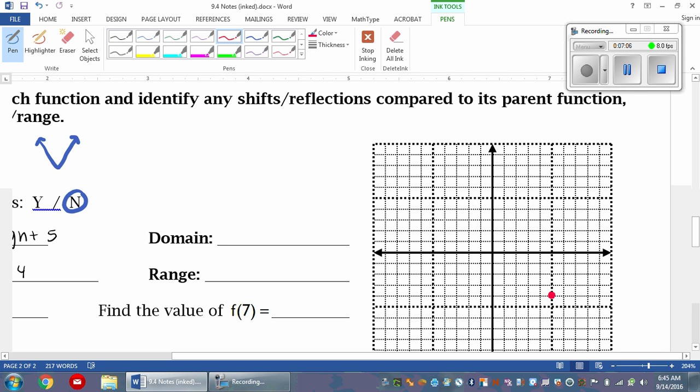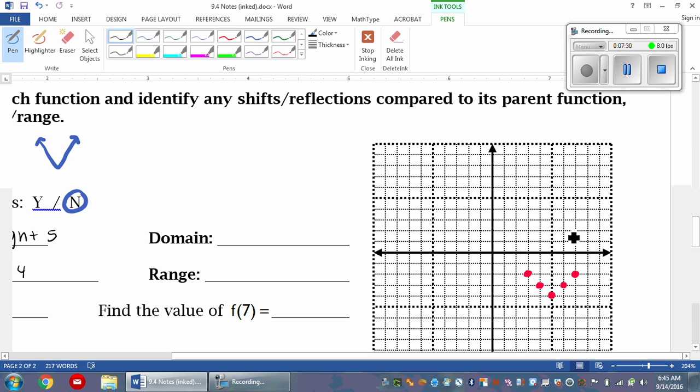All right, remember my pattern is right 1, up 1, return to the vertex. Right 2, remember with the quadratic, the U, I go up 4. But with the absolute value, I just go up 2 and start making my V. Continue to the vertex. And you're going to continue on the left side. So left 1, up 1, back to the vertex, left 2, up 2.